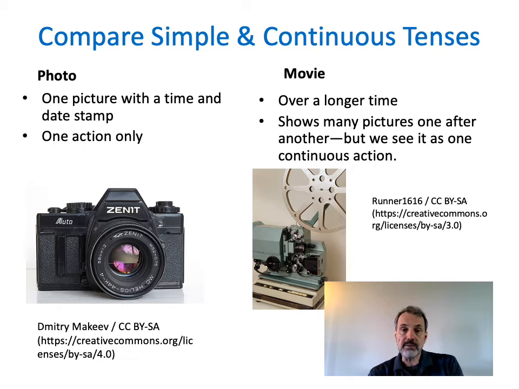Another way of thinking about it is to compare a photo to a movie. A photo is for one action only that happens at a certain time, and so it usually has a time or date stamp on it. A movie shows something over a longer time, and though it works by showing one picture after another, we see it as a continuous action.